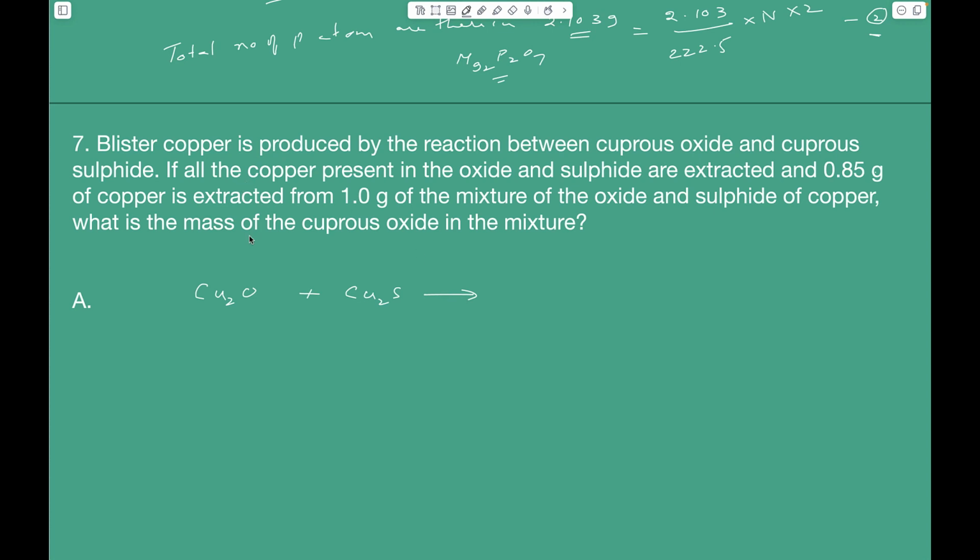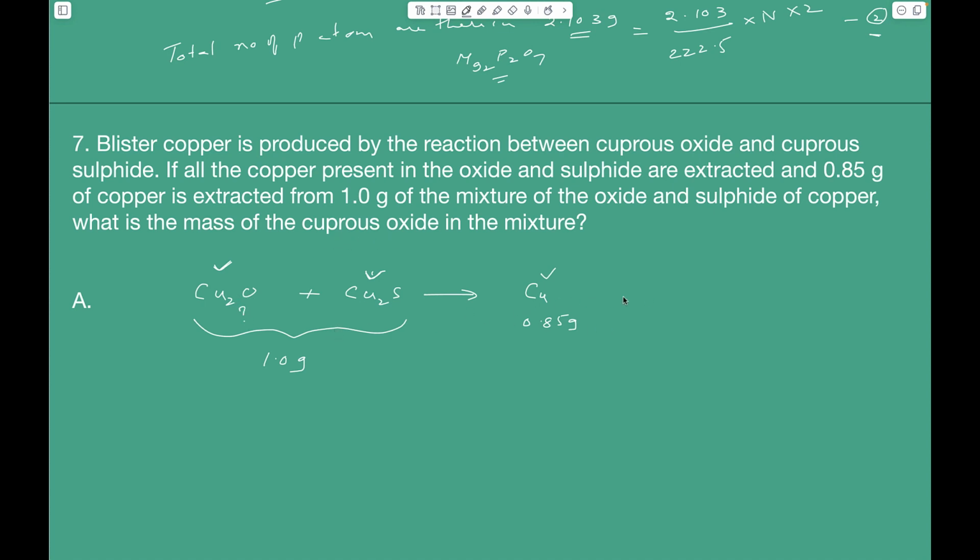And it says all the copper present in these two compounds is extracted as blister copper, and when they took a mixture of 1.0 grams of cuprous oxide and cuprous sulfide, the mass of copper extracted is 0.85 grams. It is given in the question that all the copper present in these two compounds is ending up as blister copper. It is not going anywhere else. Then what is the mass of cuprous oxide?